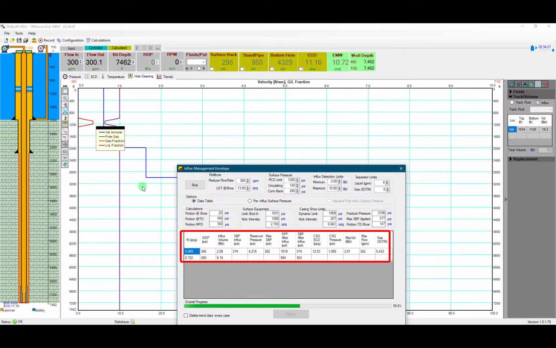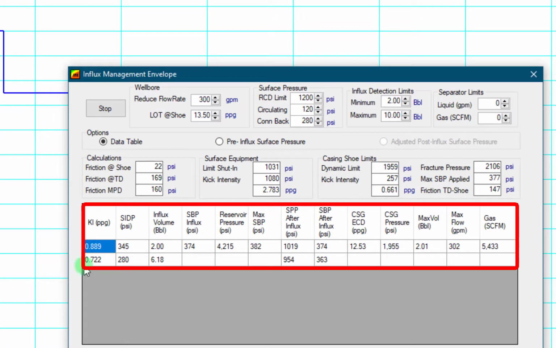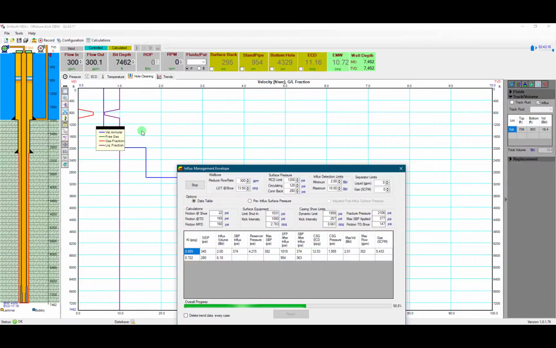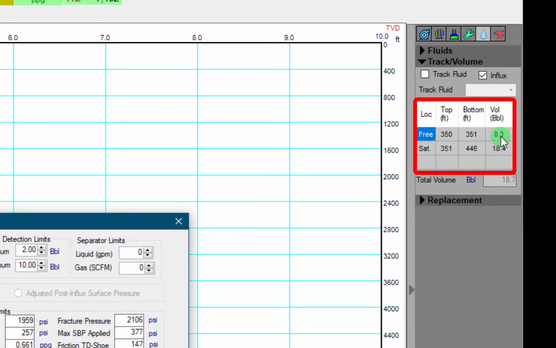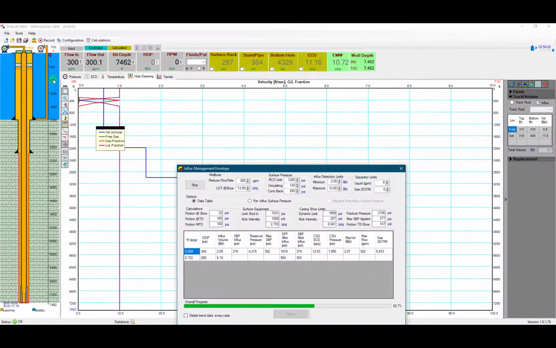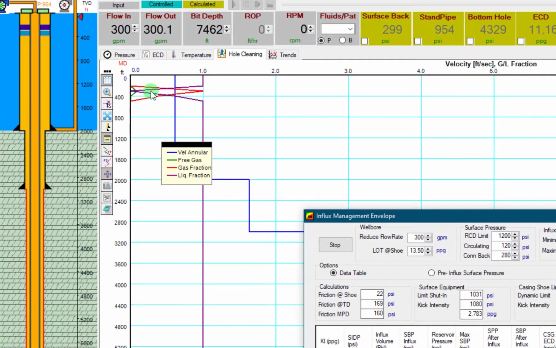And right now we're circulating the second kick. The kick intensity for that one is 0.722 pounds per gallon. The shut-in drill pipe pressure was 280 psi. And we see the gas is near the surface, and we'll begin seeing it come out of solution. We see here on the track that free gas is appearing, and we can also see this green line pop out here that will reach maximum as all of the gas comes out of solution.